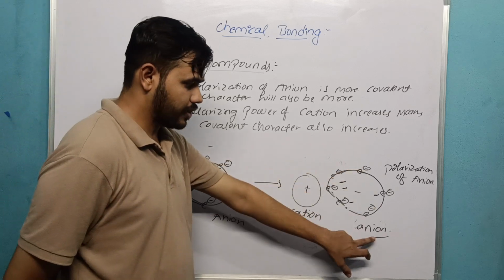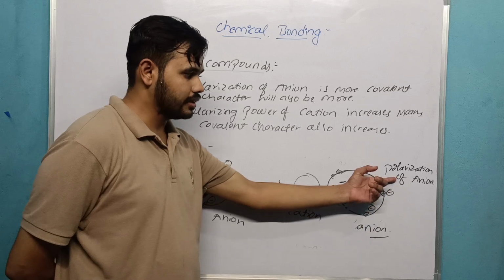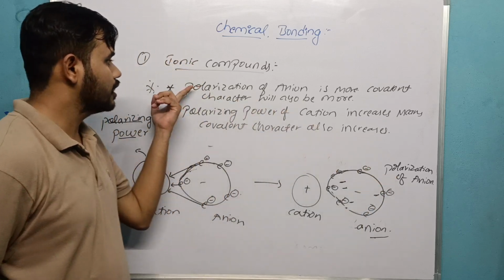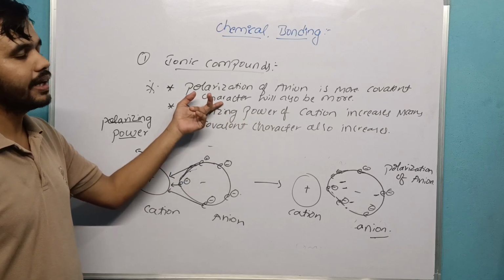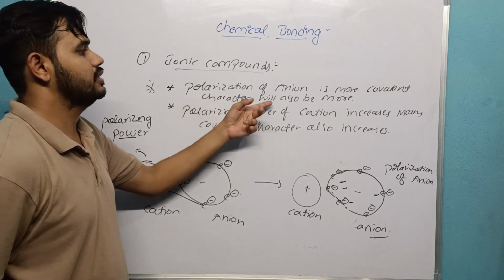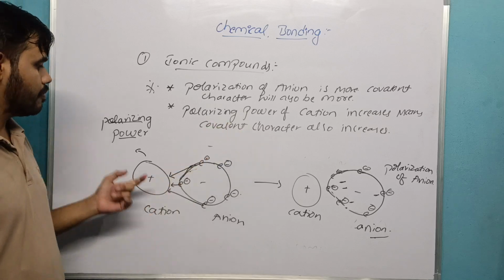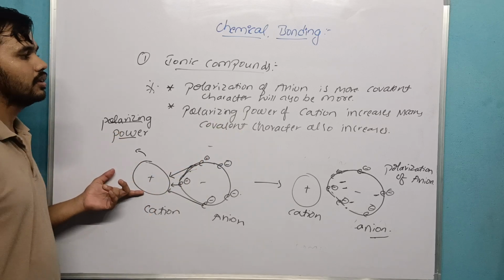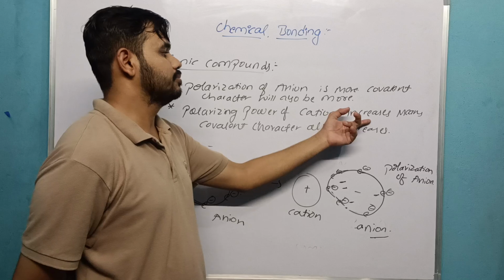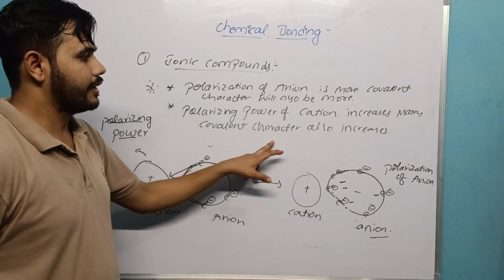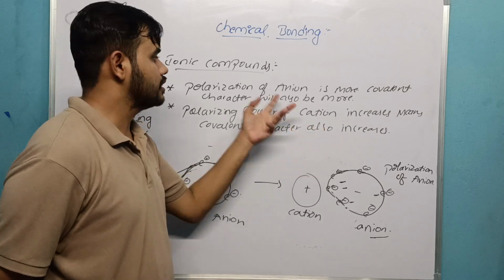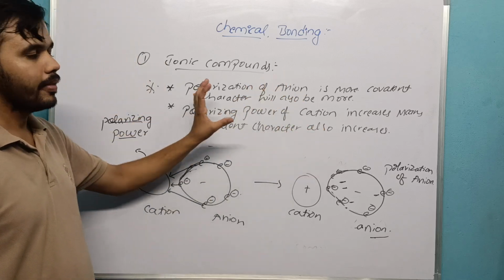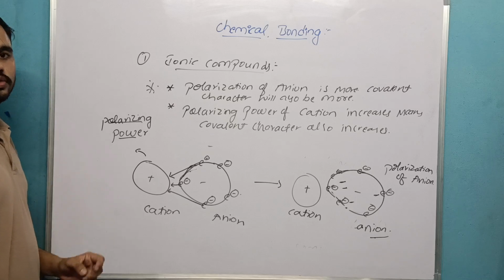If polarization of the anion increases, it means covalent character will also be increased. And second point, if the polarizing power of the cation is increased, it means covalent character also increases. These are the two important points to be remembered. Note down, students.